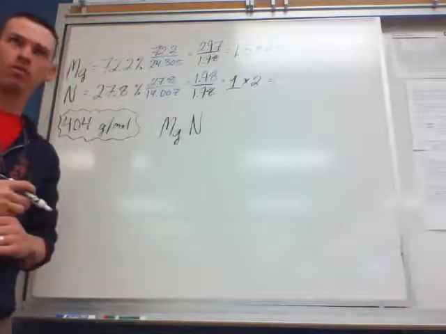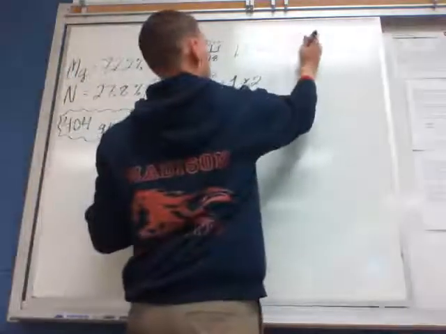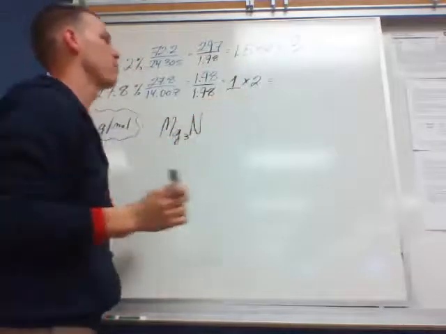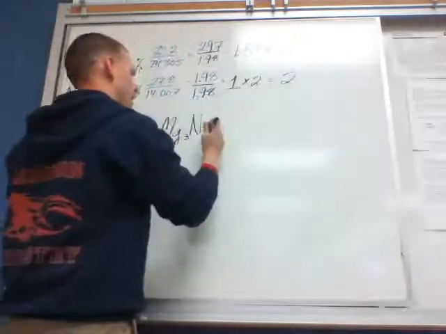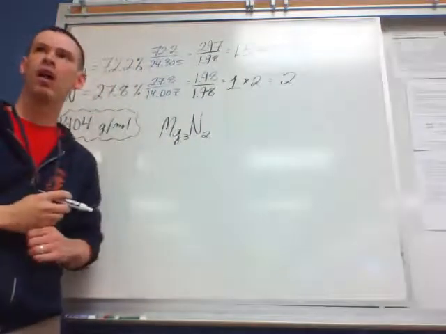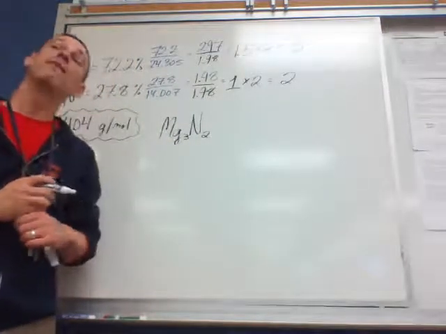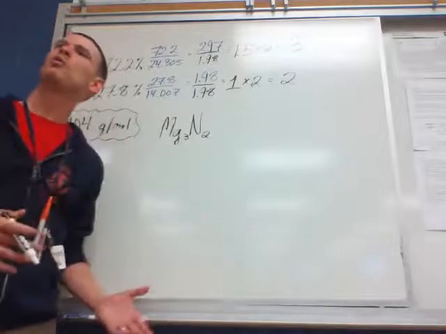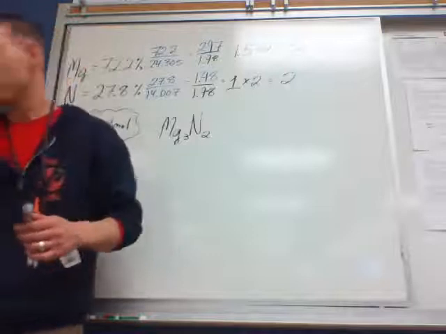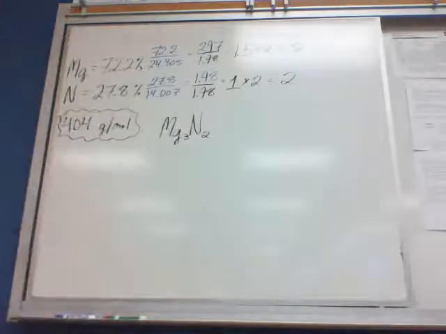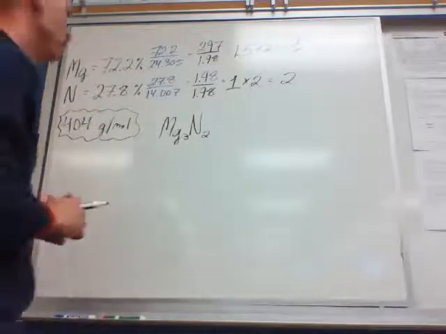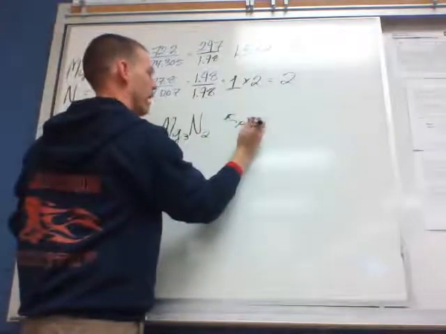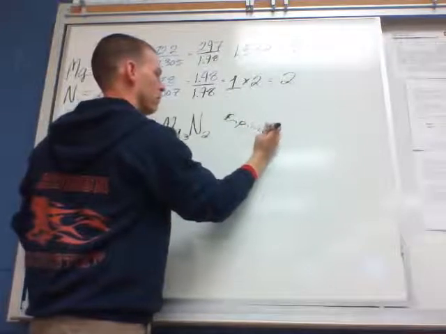What's 1.5 times 2? It's 3. There is our magnesium subscript. What's 1 times 2? There is our nitrogen subscript. Ta-da! And we have found an empirical formula. Hopefully that felt like it went a little bit smoother this time than last time. All right, so make a little note. That's our empirical.